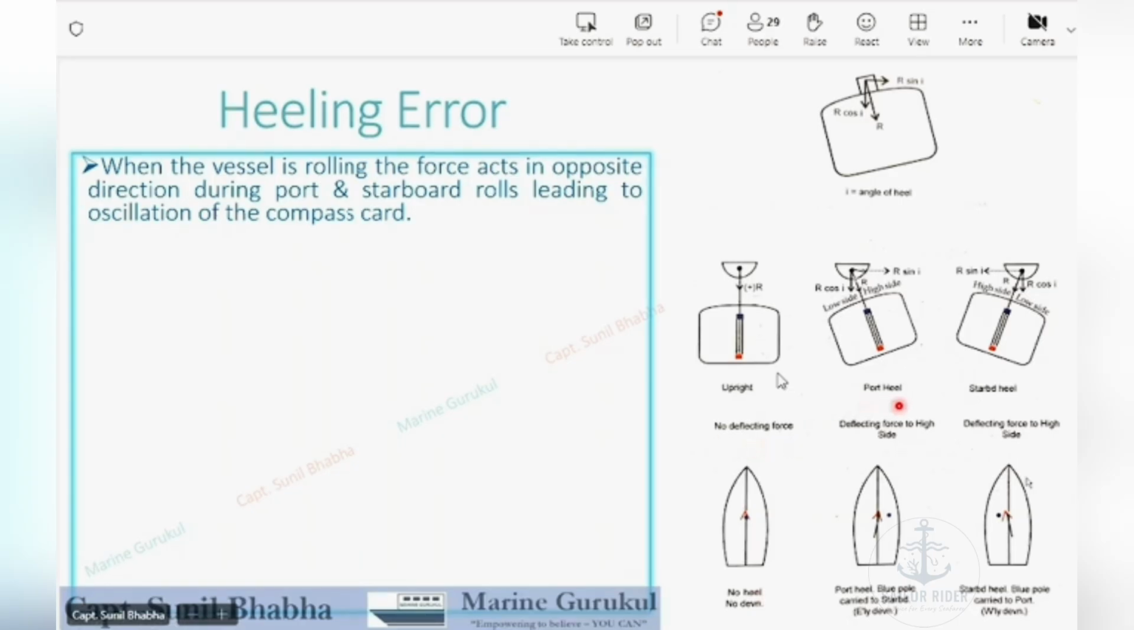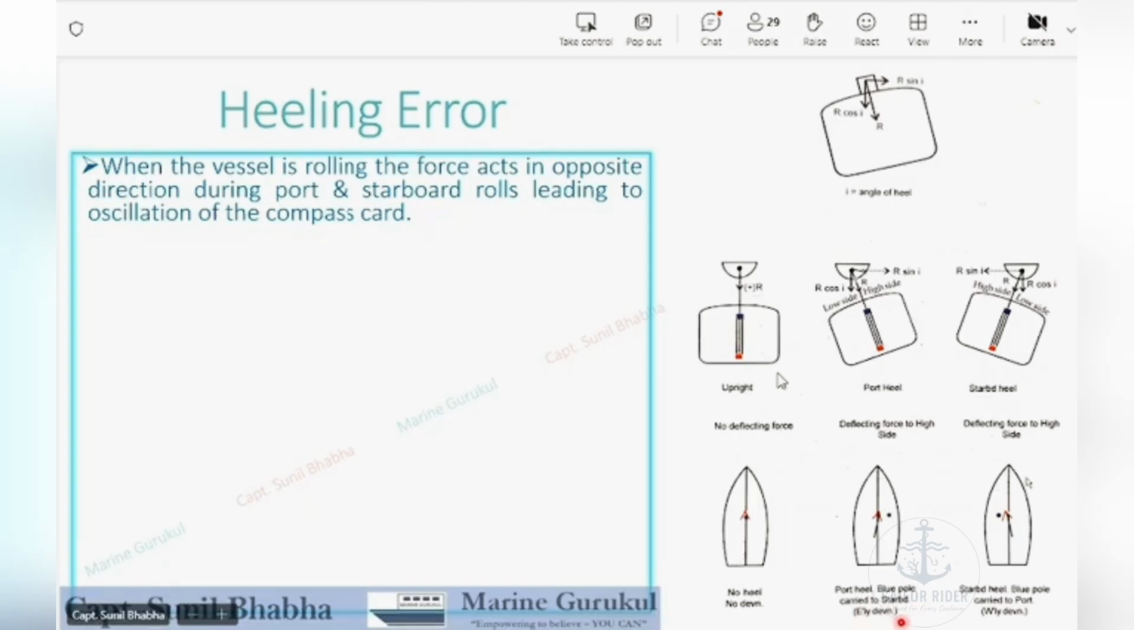When there is a port heel, you see the vessel's hull has heeled to the port side. The compass bowl remains horizontal. The horizontal component of this oblique magnetic field, that is R sine I, now acts to the starboard side of the ship. So you can see the deflecting force to the high side, which is the starboard side, and we have a blue pole basically to the starboard side of the compass location, and this blue pole causes easterly deviation. So it is mentioned here also, port heel: the blue pole is carried to the starboard side, generating an easterly deviation.